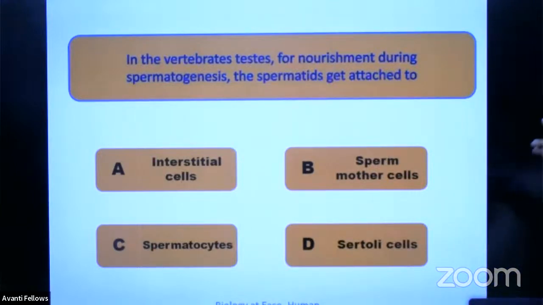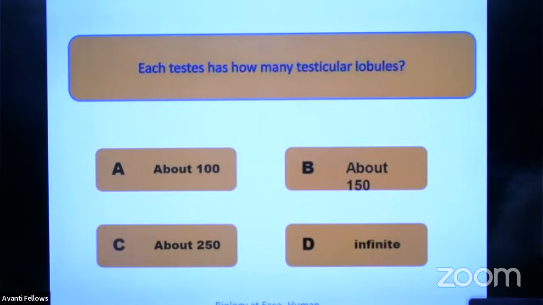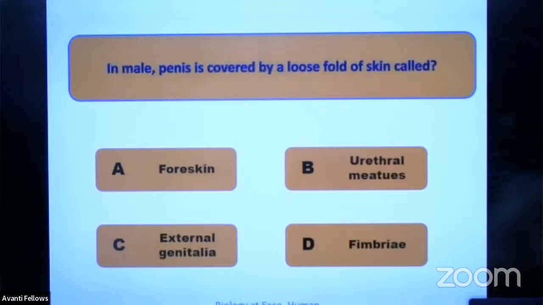While discussing spermatogenesis, I told you that the nourishment of the spermatid requires nutrients from the Sertoli cells only. Then come to the next question. Each testis has how many testicular lobules? This we also discussed during the detailed structure of the testis. Lobules are compartments only. In one testis, around 250 lobules are there. In these 250 lobules, the coiled seminiferous tubules are located. So the correct option is C, right? Then we will move to another one.